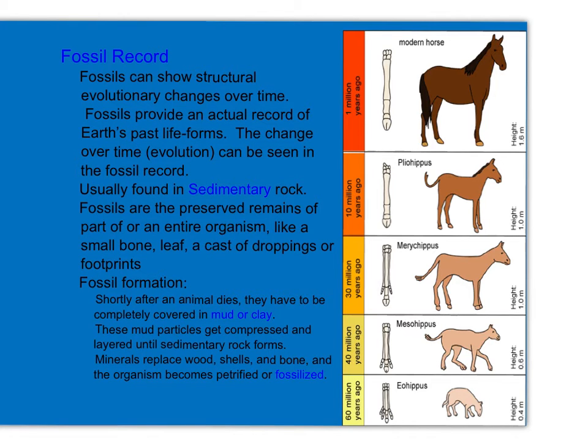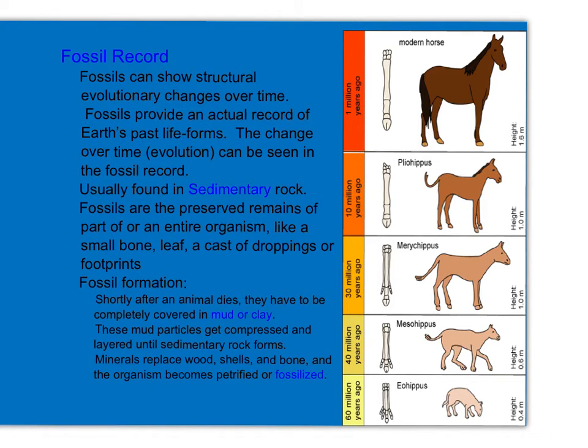We know that fossils can show evolutionary changes over time, and this is really the only way we can see past living things. Fossils are found usually in sedimentary rock. A fossil is the preserved remains of part of an organism or the whole organism. Sometimes it can be a footprint, or a bone, or a leaf. So it might not be the whole organism, but just part of it.